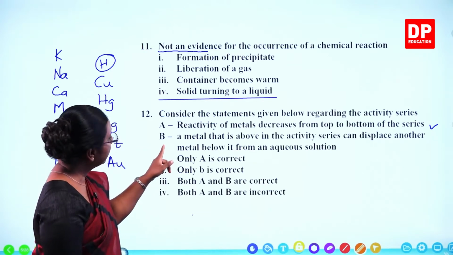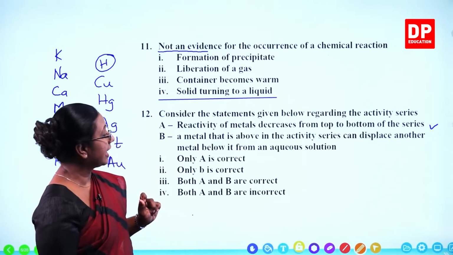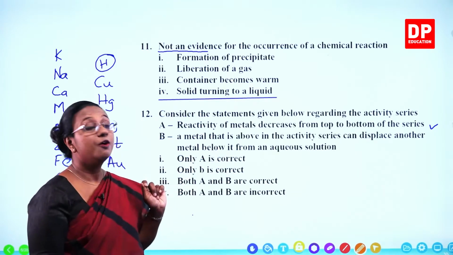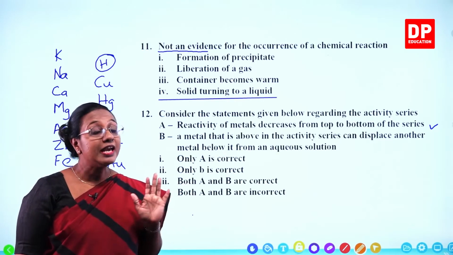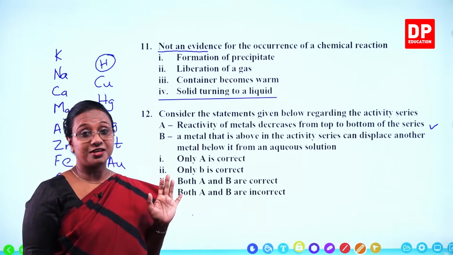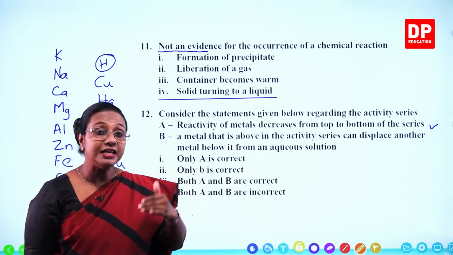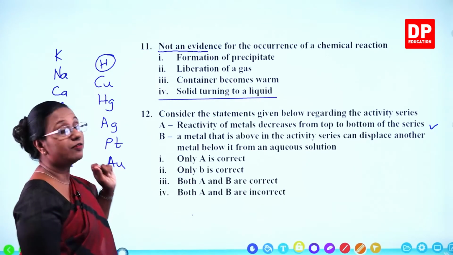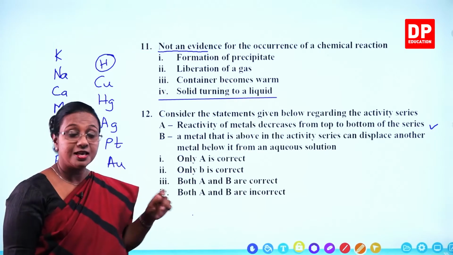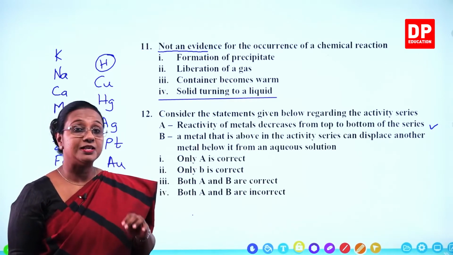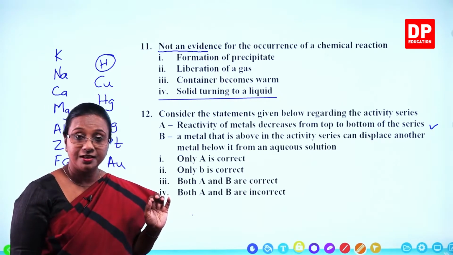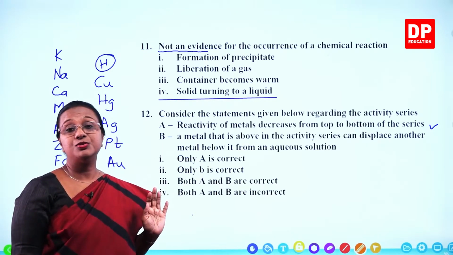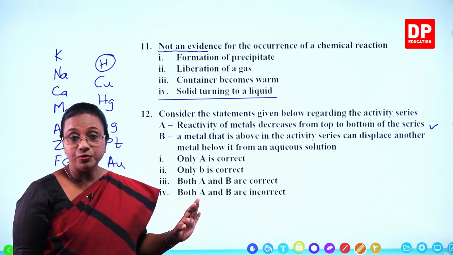Then B, a metal that is above in the activity series can displace another metal below it from an aqueous solution. We have discussed this and seen these reactions. When you put zinc into copper sulphate, now you can remember the order. Zinc is above copper in the activity series. Zinc can displace copper from copper sulphate. But the other way, if you put copper into zinc sulphate, there will be no reaction.